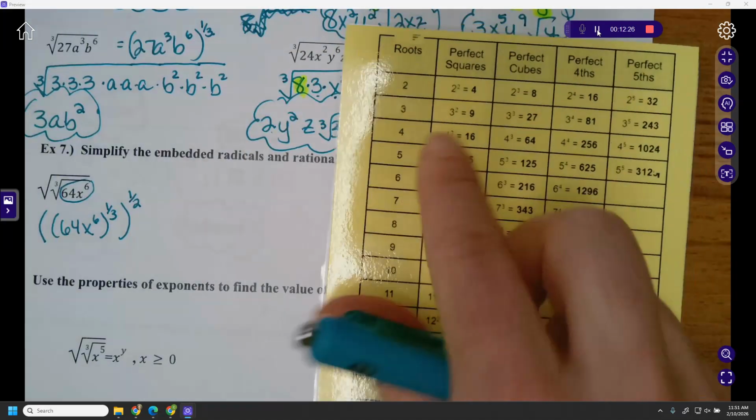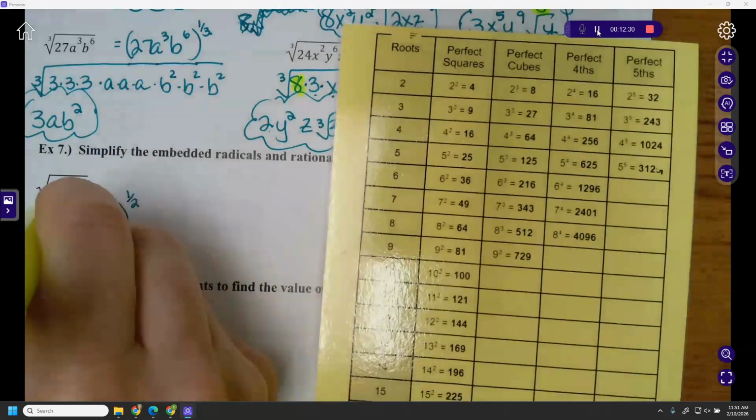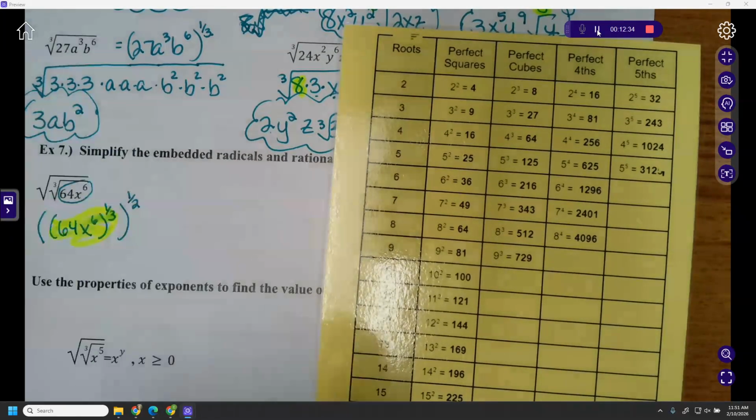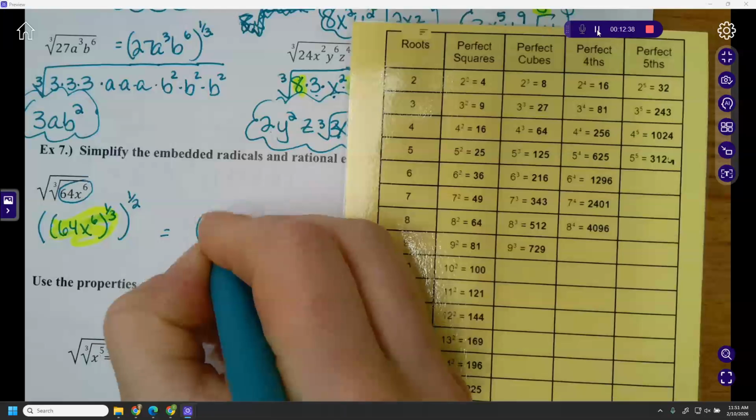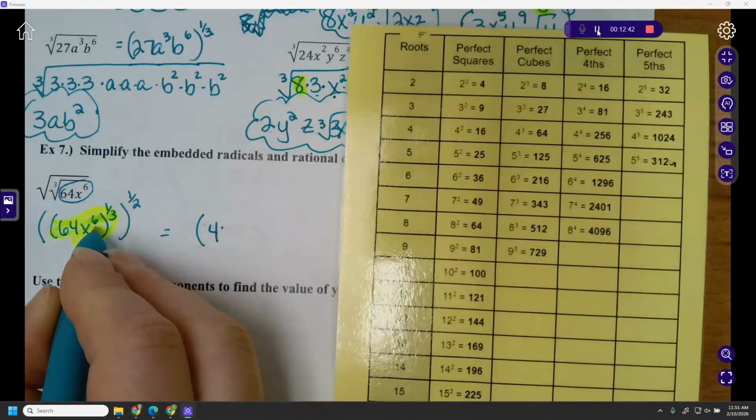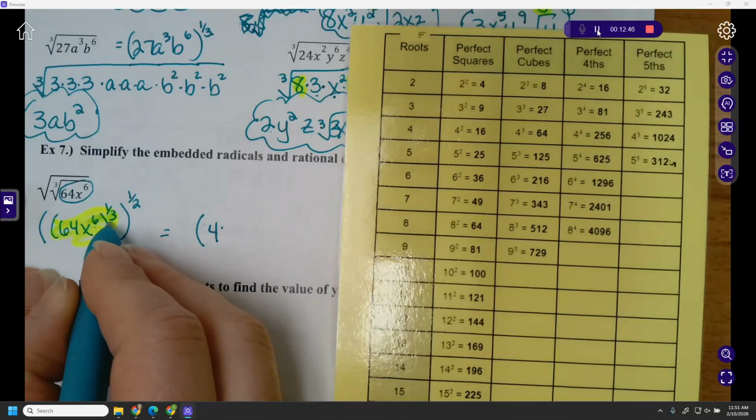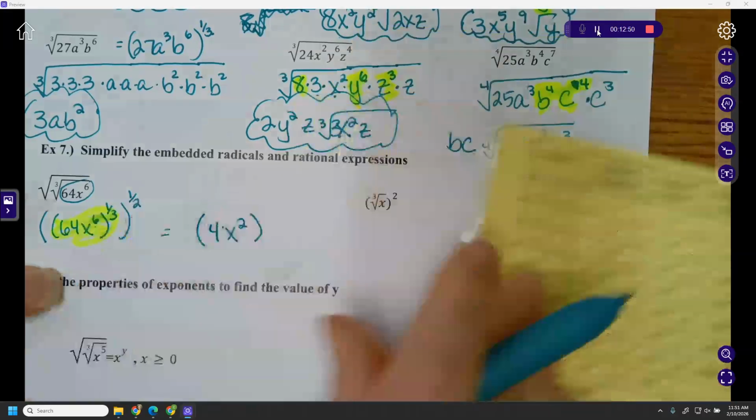So I'm going to first address the cubed root part. Then I'll address the 1/2. And so that's a 4. And x to the 6 to the 1/3, or the cubed root of x to the 6, you could think of multiplying those exponents. 6 divided by 3 is 2. So this would be 4x squared. I still have that 1/2 up there.